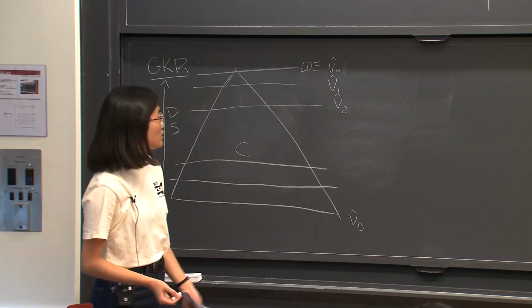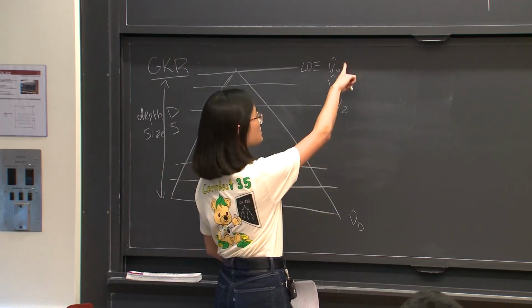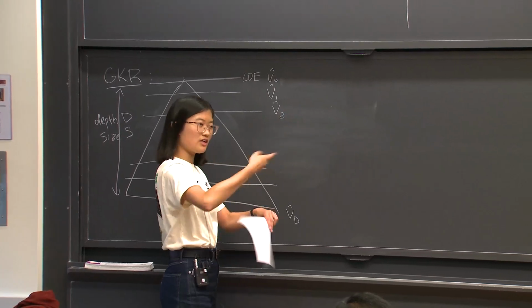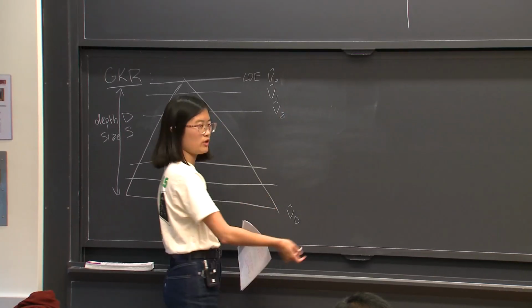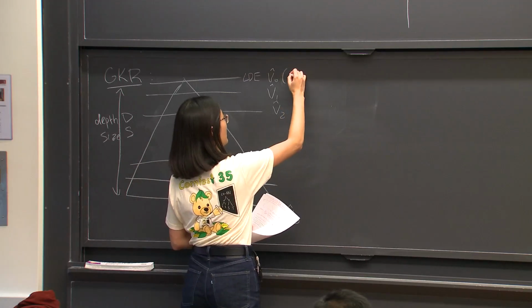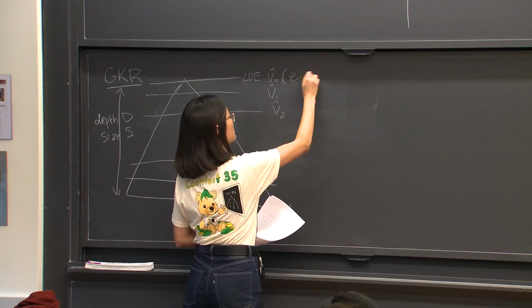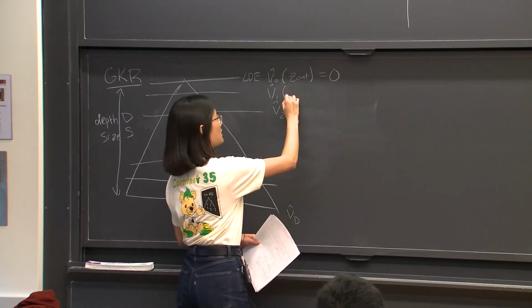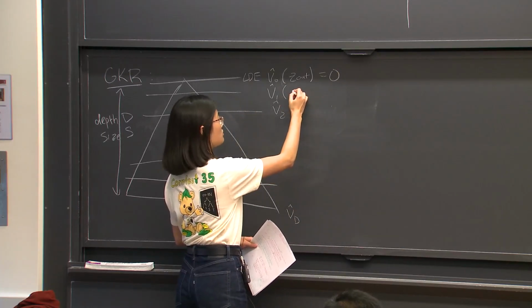And the way GKR works is essentially as follows. You're going to reduce some claims about the top layer, the output layer, to claims about layers below it, and you're going to keep doing this until you reach the bottom layer, at which point the verifier can check themselves. So at the beginning, you might have that the output gate, you want this to be equal to 0. You're going to reduce this via the sum check protocol to 2 claims.